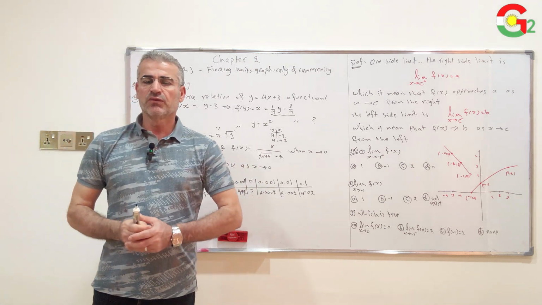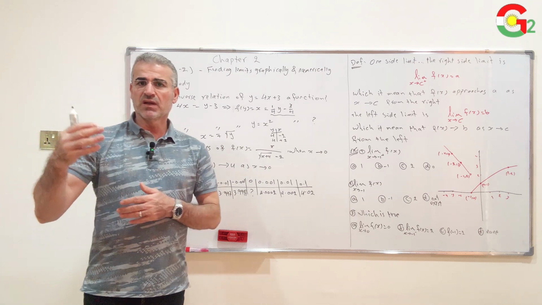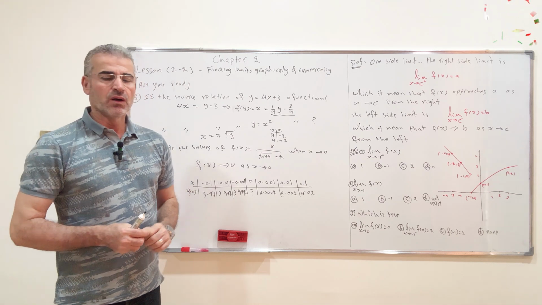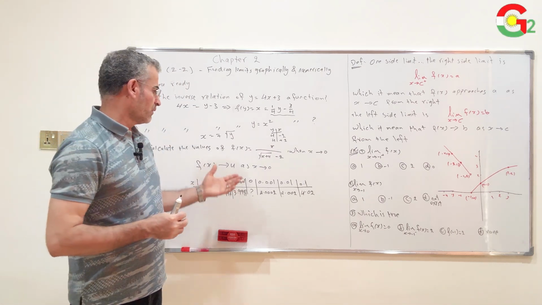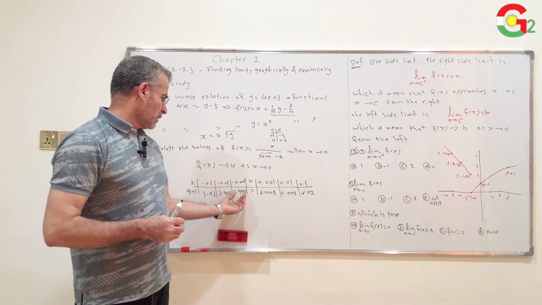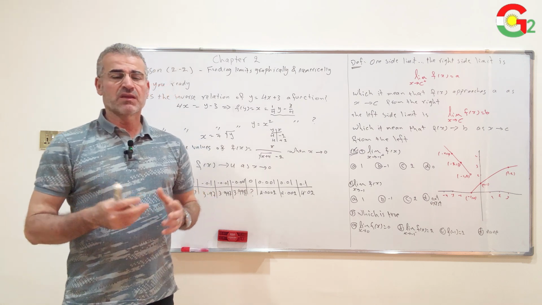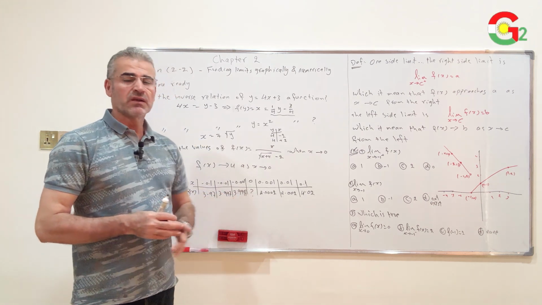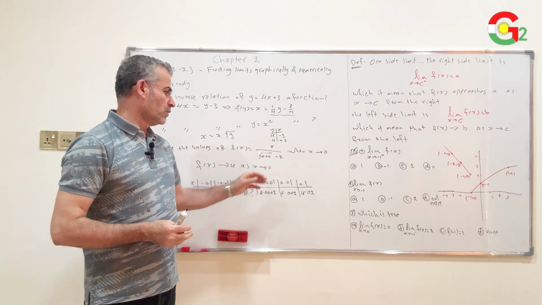This is how to find limits numerically. I take several values after 0 and several values before 0 and see the behavior of the function. If the function approaches the same number from left and right, then there is a limit. If the numbers are different, then the function has no limit as x approaches 0.